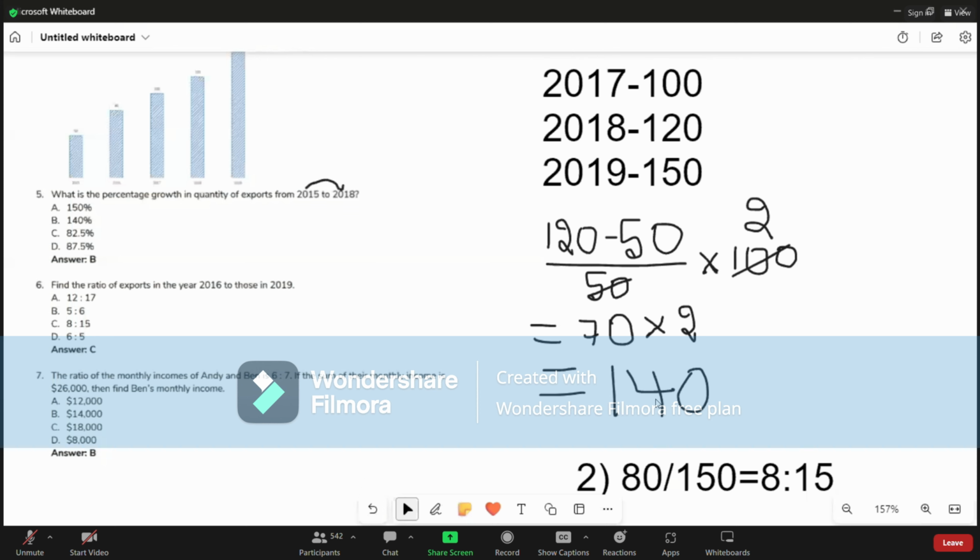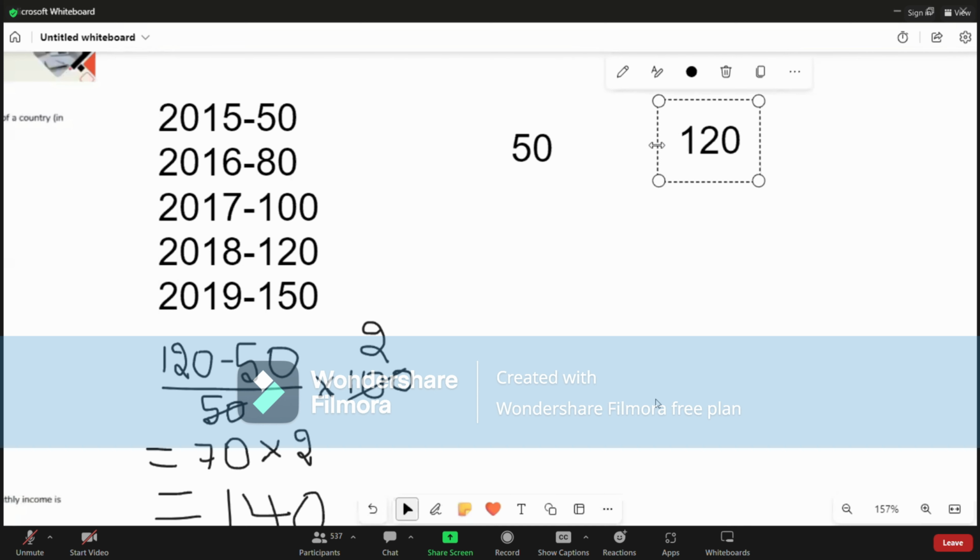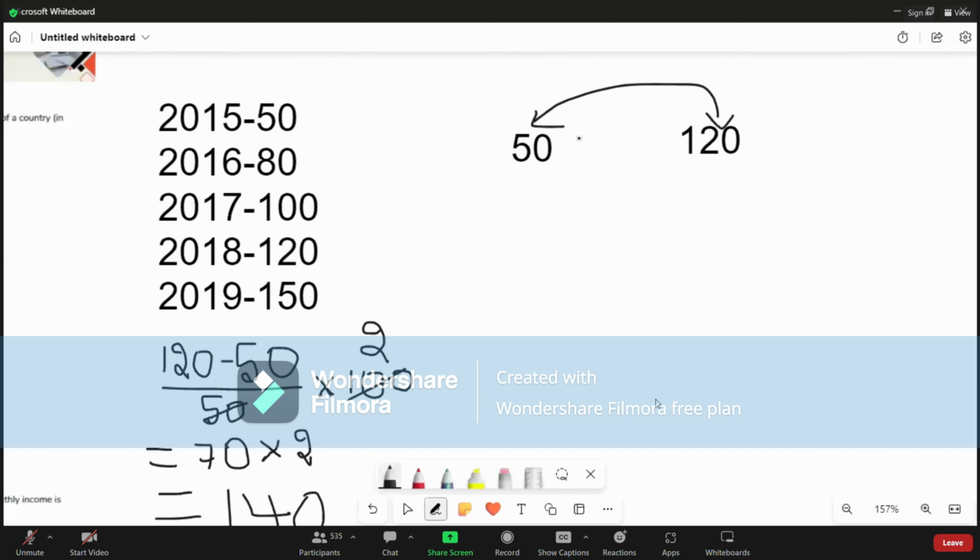Divided by 50 is because you are asked by what percentage growth in quantity. Like let's say you are initially at 50, but finally you're being at 120. So you're asked by what percentage you're increasing this so that you're reaching 120. From 50 to 120, you're going to reach in like 4 years or something.